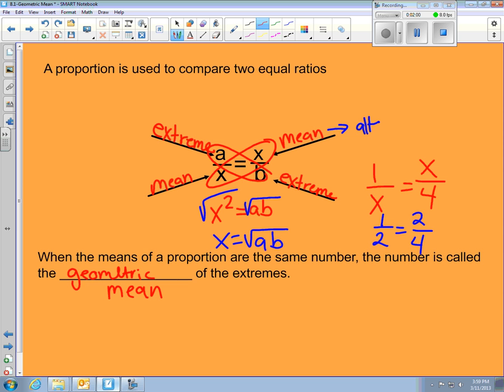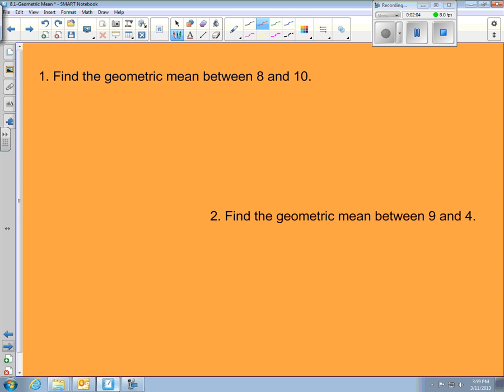All right, so let's go ahead and use this. The big thing you need to remember is right here. Find the geometric mean between 8 and 10. So before, we're not even going to put it into that proportion. We're just going to go right into the square root of 8 times 10. All right, 8 times 10 gives us 80. And now we take the square root of that, so we get 8.9.